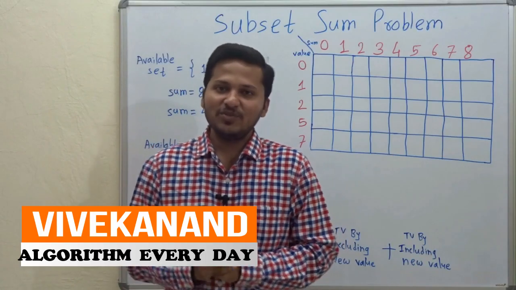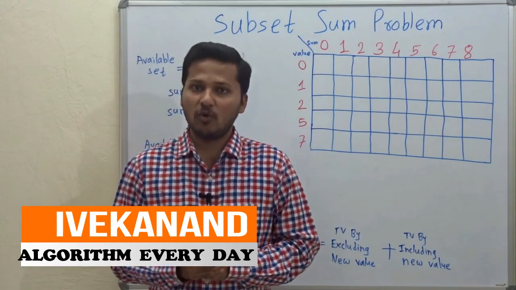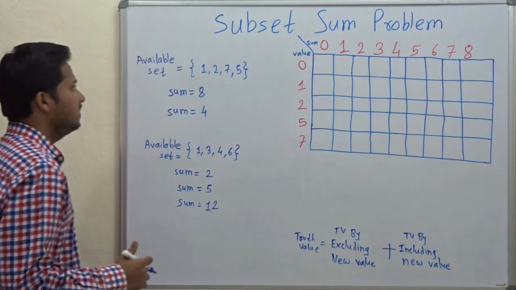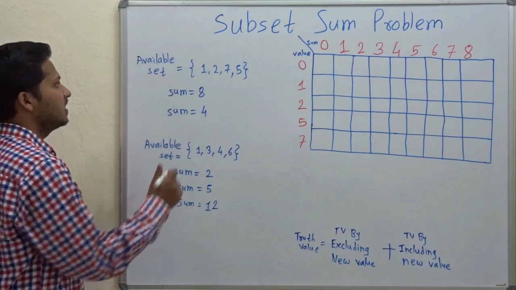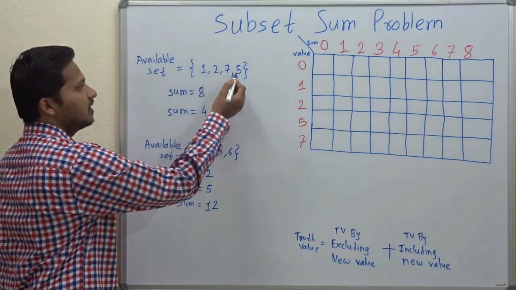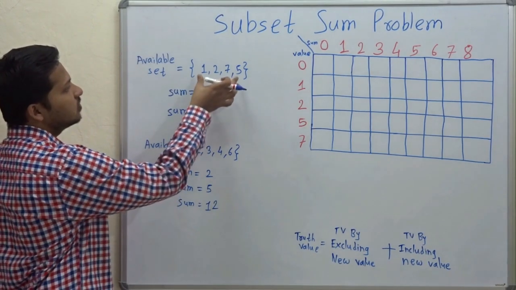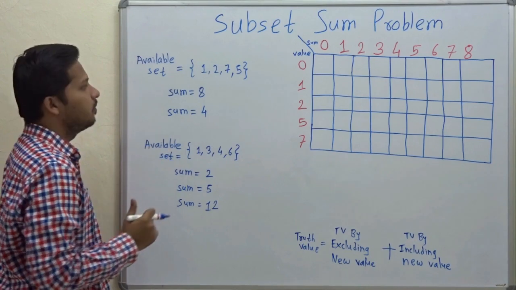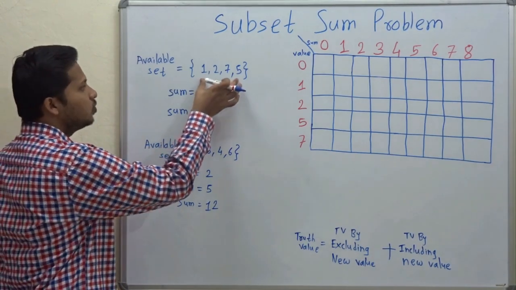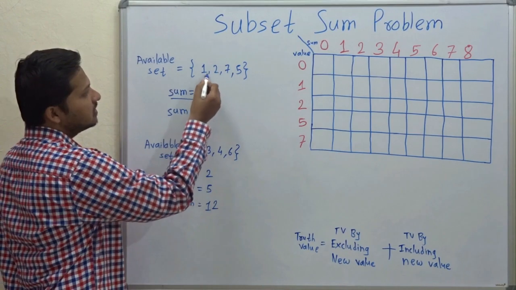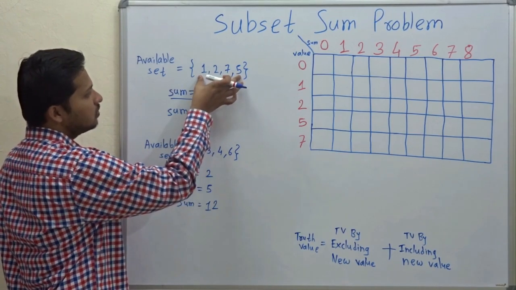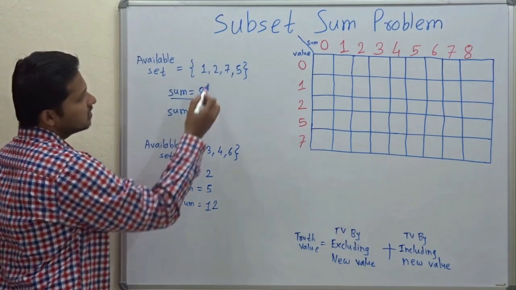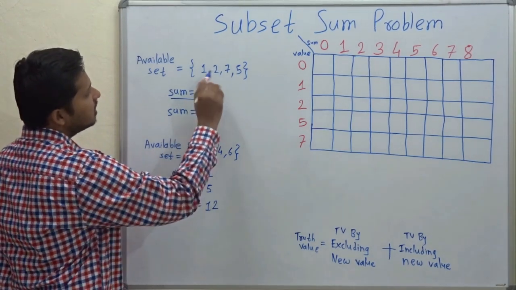Hello friends, today we are going to see the subset sum problem. This is a dynamic programming problem. So let's see. If the available set is 1, 2, 7 and 5, this means you can use these values to form the given sum. So we have to check whether these values can be used to form a sum 8. Okay, so let's see whether they form 8 or not in any way.